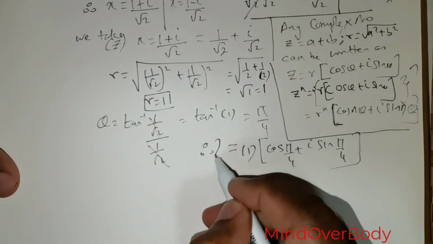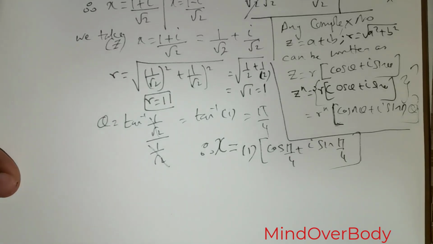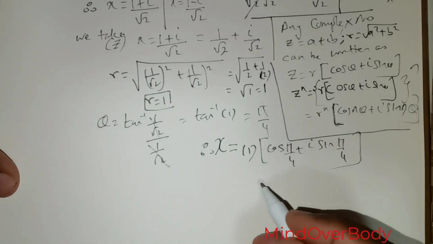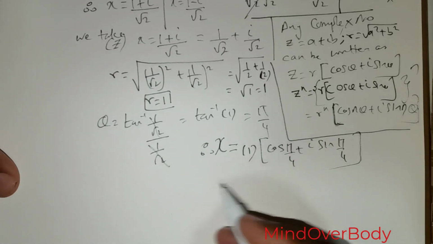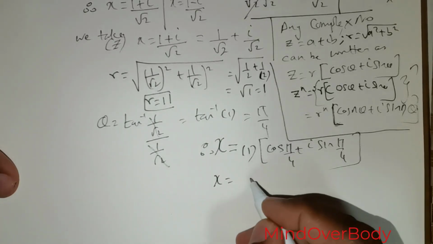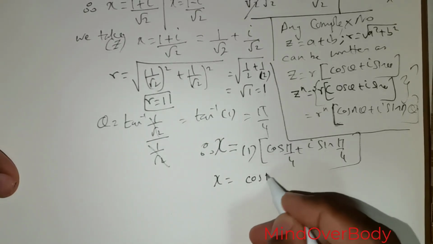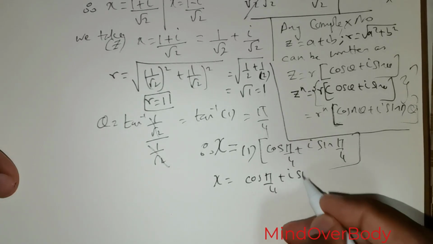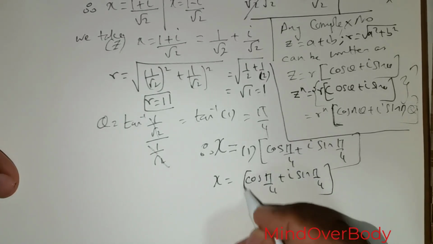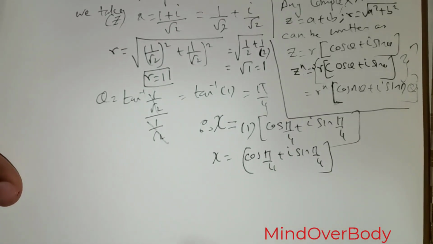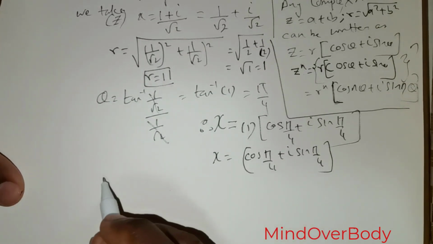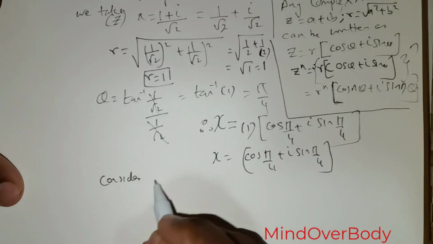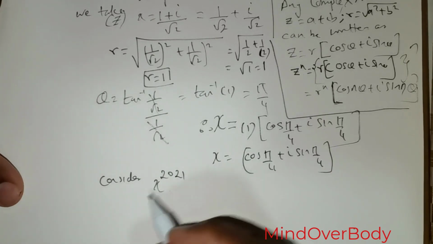So what is this actually? This is my x. Now if I were to rewrite this, all I would get is cos pi over 4 plus i times sine pi over 4. That's all. Now if you want to take x to the power 2021, let us just consider x raised to the power of 2021. This is what is being given.